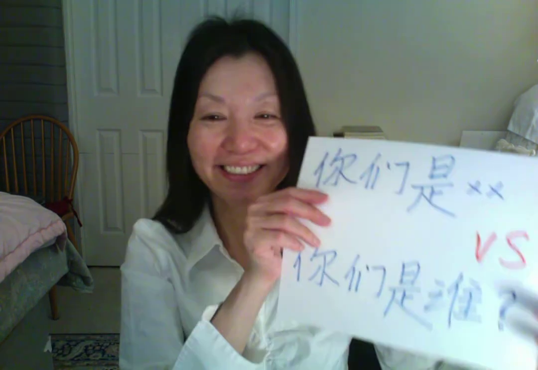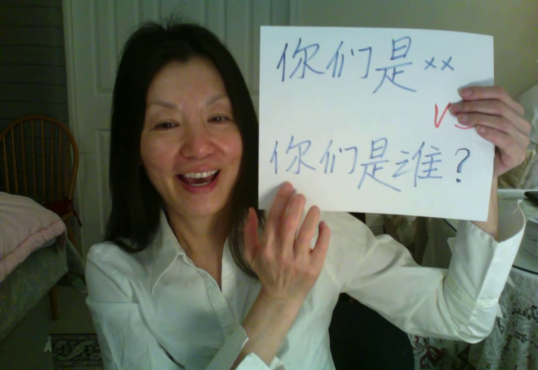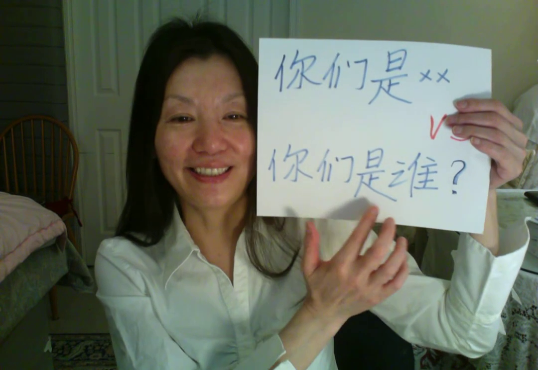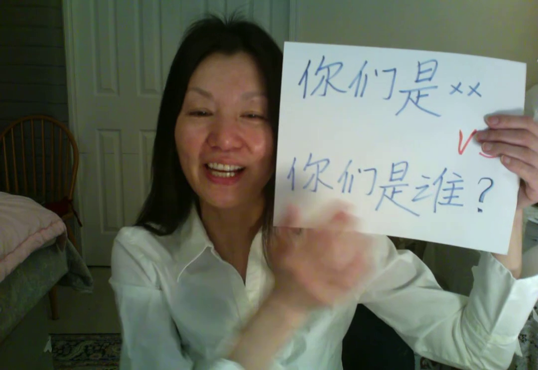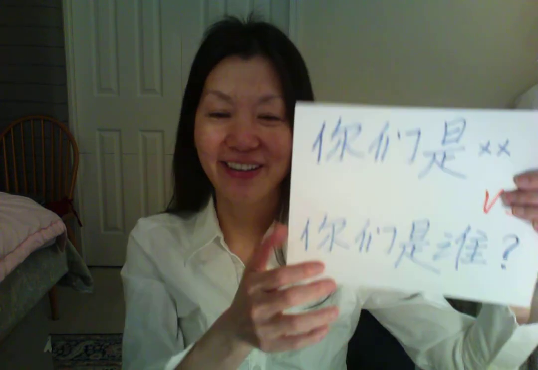Okay, let's write here. Because this is a question, right? Question form to the who, right? Okay, let's sit down here. 你们是谁? Okay. 你们是谁, okay. Who are you? Let's see the next one here.